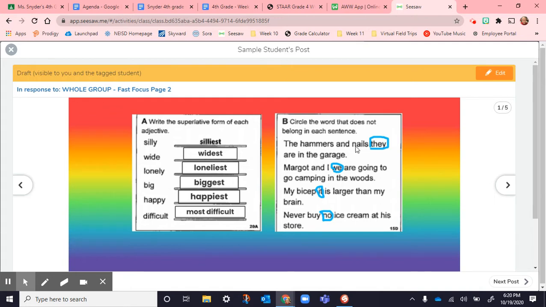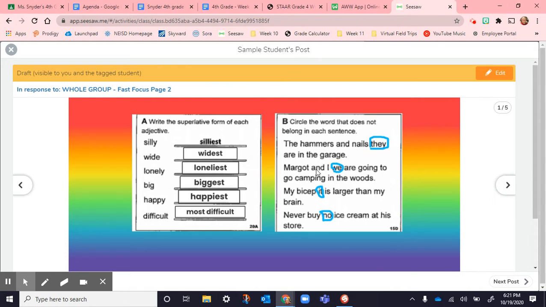All right, next we talked about words that don't belong. A lot of these had pronouns that were repeats. So we talked about the importance of having one, but not both. You're circling a word that does not belong. So the hammers and nails, they are in the garage. You don't say both. The they that they're talking about is the hammers and nails. So you're either going to say the hammers and nails are in the garage, or they are in the garage. You don't need hammers and nails and they.